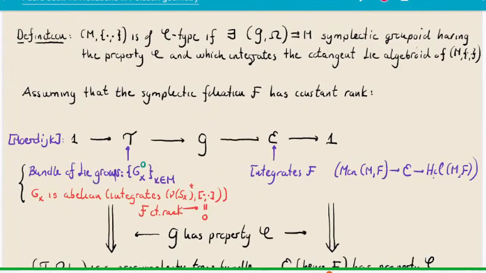All right, so one can now propose the following definition. We say that the Poisson manifold is of some type C if there exists a symplectic groupoid which has property C, which, remember, that was a topological property, like being proper, being source proper, being compact. And of course, this groupoid has to integrate the cotangent Lie algebroid of our Poisson manifold. All right, so that would be our notion of compact object in Poisson geometry.